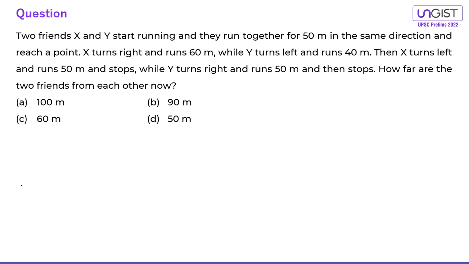After that, the question is: two friends X and Y start running and they run together for 50 minutes in the same direction and reach a point. X turns right and runs 60 meters while Y turns left and runs 40 meters. So this question belongs to direction sense. Let's say this is the point where both of them are together.